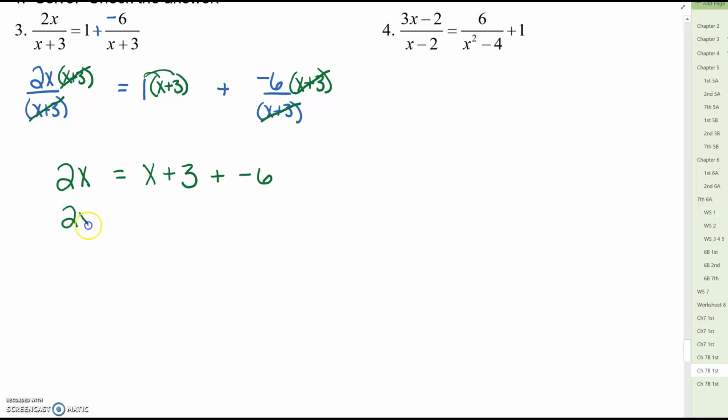Let's combine like terms. Positive 3 and negative 6 is negative 3. Subtract x on both sides, and we get x equals negative 3. By canceling out our fractions, we're left with an equation that is much easier to solve, and we get our solution of x equals negative 3.